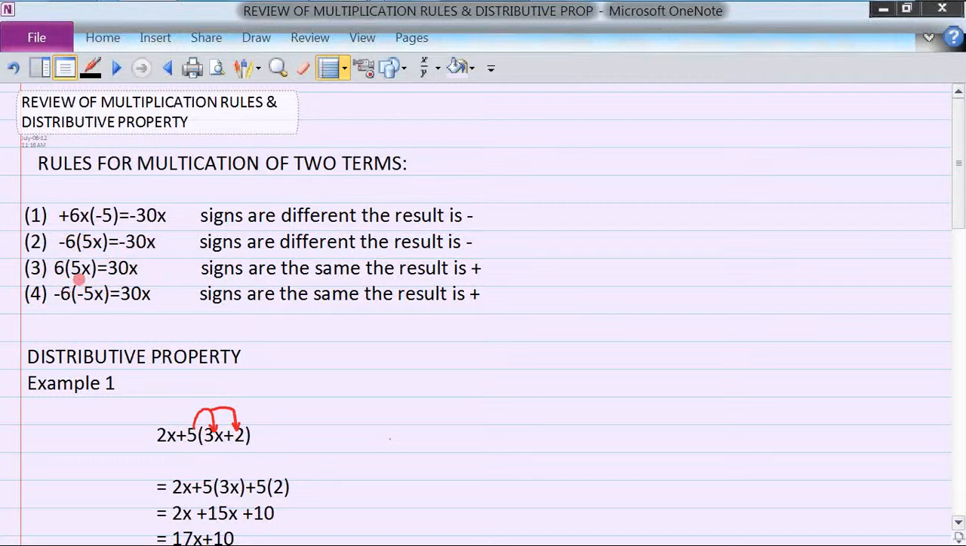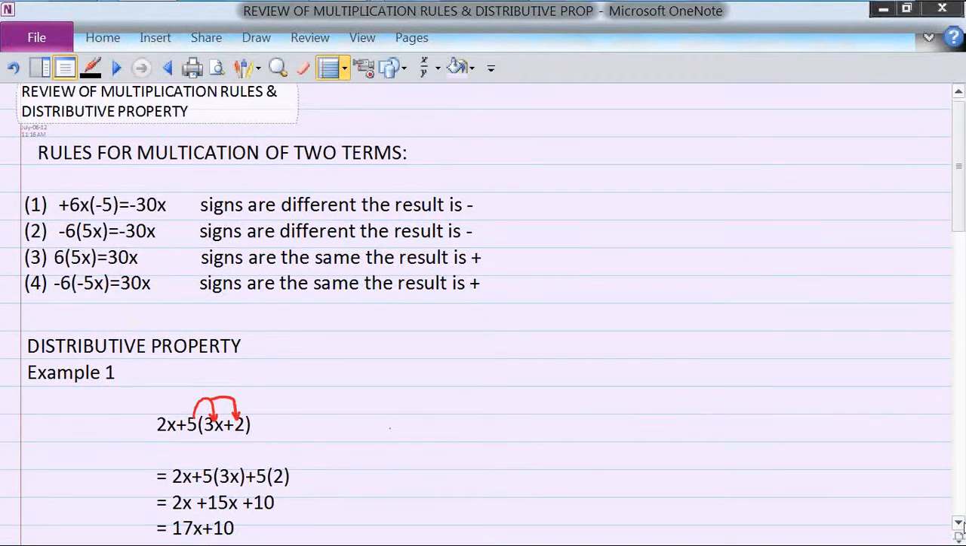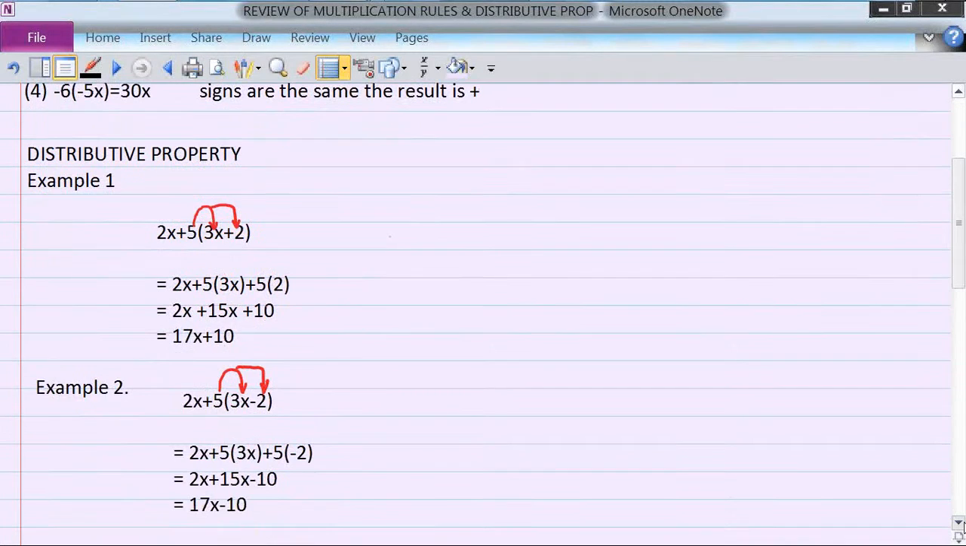Here we have 6 times 5x. Both the 6 and the 5x are positive, so if the signs are the same, the result is positive. Here we see that this and this are opposite. The signs are different here and here, so the result is always negative. Here we have minus times a minus. The signs are the same. The result is positive. So you've got to remember that when we multiply two numbers together.